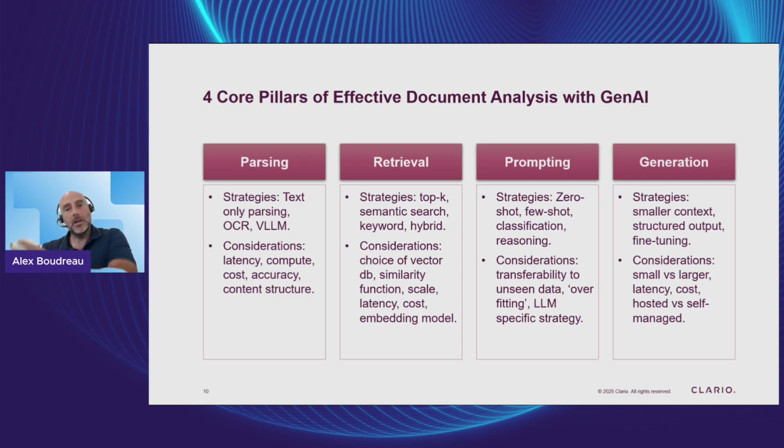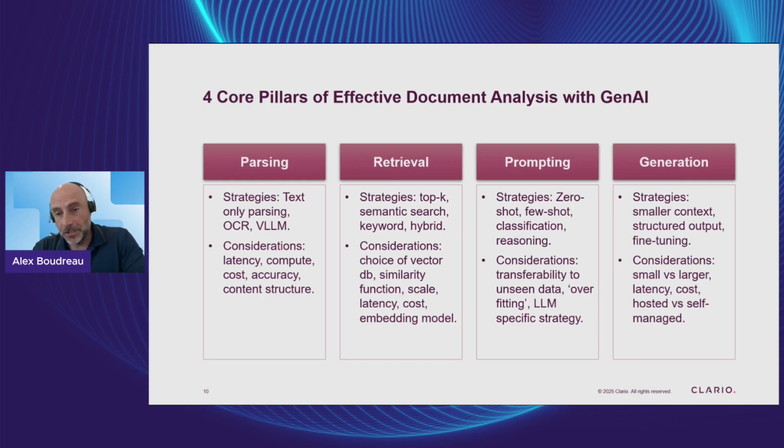And then the final step in the 4 pillars is the generation, where you use the large language models to generate the output that you're looking for. And there's different approaches to that as well. Maybe a smaller context that you're passing as input to the LLM will work better for your task, or maybe you need to look at larger context. Maybe you need to look at windowed context. Do you need to also support structured output? And do you even need to consider fine-tuning?